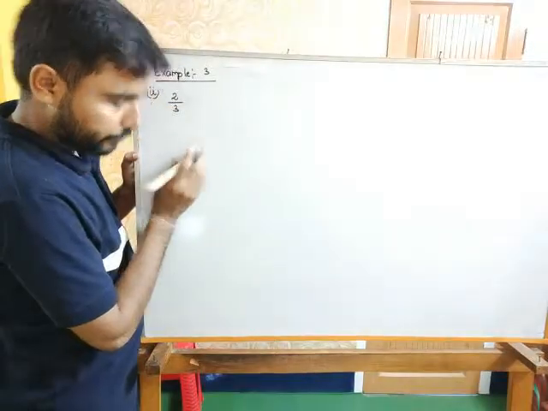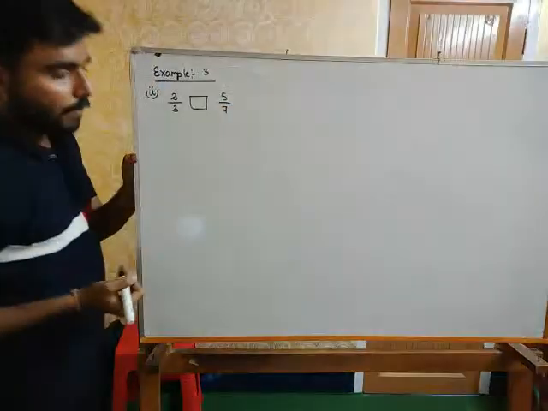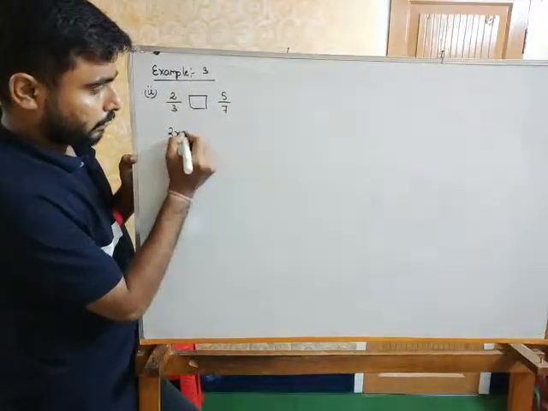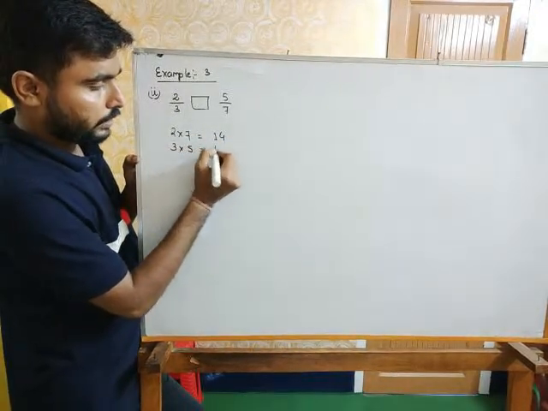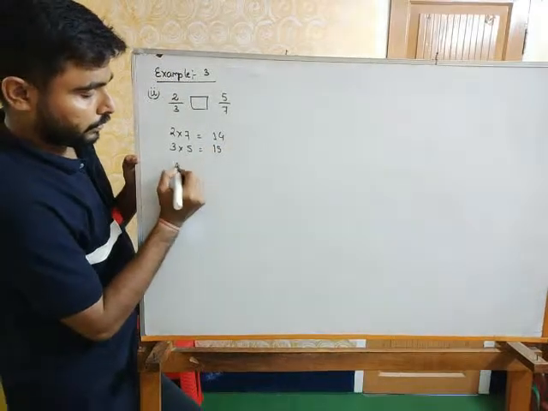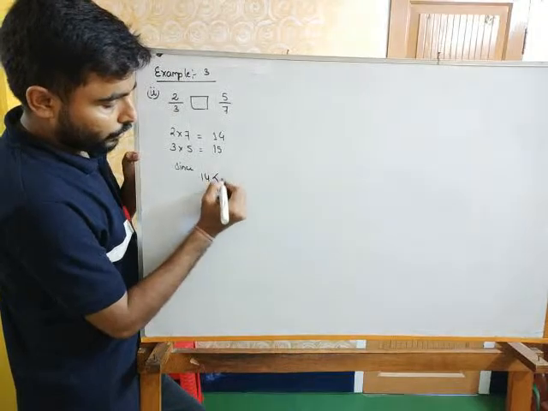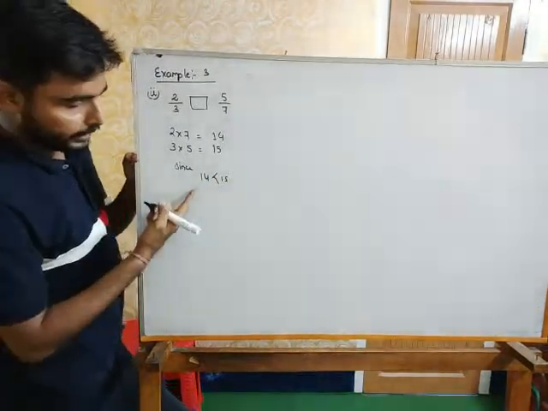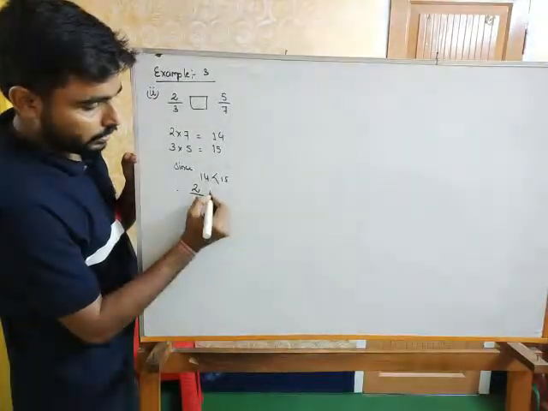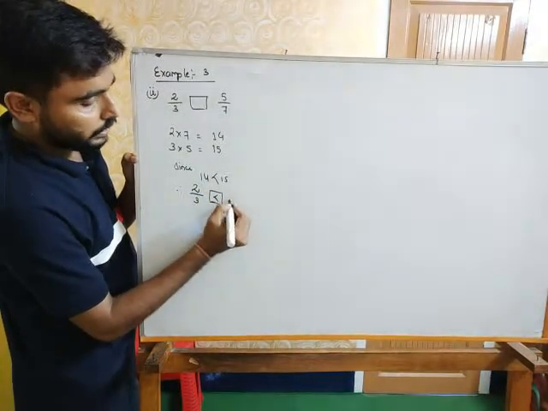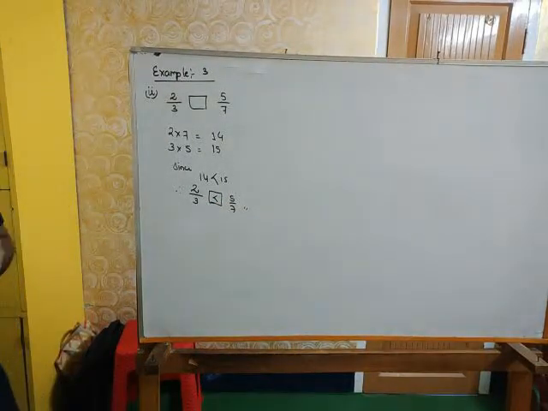2 by 3 will be compared with 5 by 7. 2 into 7 is 14 and 3 into 5 is 15. So which is greater? 14 is less than 15. That means 15 is greater and 14 is smaller. Therefore, what can I write? 2 by 3 is less than 5 by 7. Okay? Written?